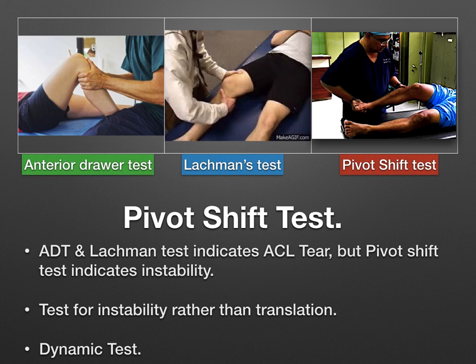There are more than 50 tests described for anterior cruciate ligament injury, but the most important of them are anterior drawer test, Lachman test, and the pivot shift test. Anterior drawer test and the Lachman test indicate ACL tear, but the importance of the pivot shift test is that it indicates the instability. So that is why pivot shift test is called the test for instability rather than the translation. That is why it is also known as the dynamic test.